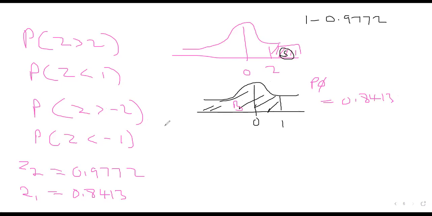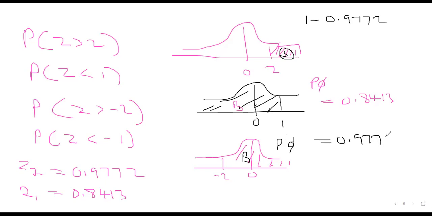How about z is greater than -2? All z values that are on the left side of 0 are negatives. But because it says greater, we're shading to the right. But this shading to the right, already we're able to tell this is a big reading. So we're going to read it directly. The reading for 2 is 0.9772, and no need to subtract.